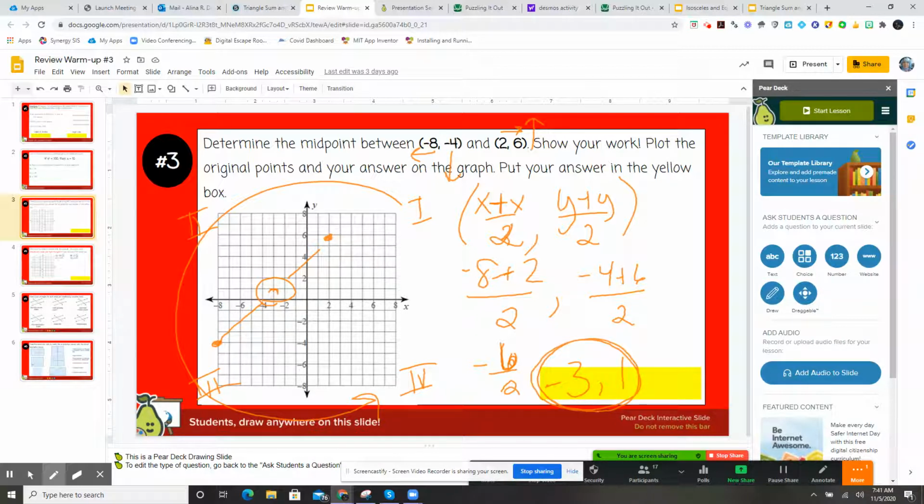About 70% of people got that right answer. If you didn't get that right answer, you probably did something weird with the signs, like I was about to, with the adding and the subtracting. So always go back and double check what you're doing. Okay.